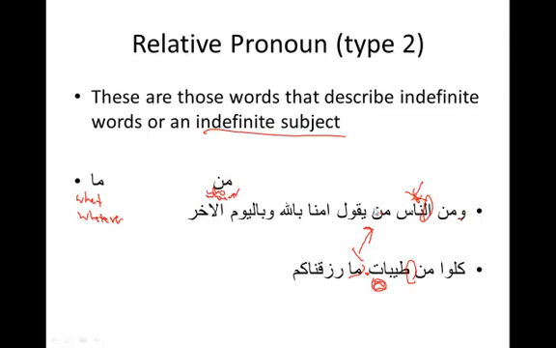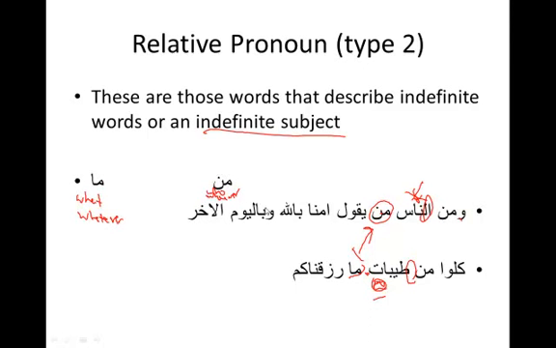But again, the idea is that these are used with indefinite nouns as a relative pronoun. So yeah, probably again this could also be an idafa: طيبات ما رزقناكم, the good, pure things of what I gave you. The pure of what I gave you. But again, it's up for debate.